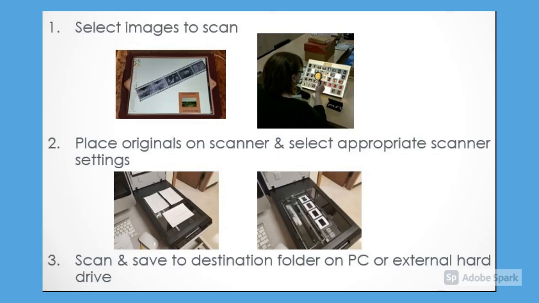When you're ready to begin your digitization project, first you will need to select the images you want to scan. Then you will place the originals on the scanner and select the appropriate scanner settings. Please note, many flatbed scanners will allow you to scan and save multiple images at a time, as shown on this slide. Line up the photos as best as you can. If the photos are cut crookedly or are mounted to scrapbook or photo album pages, just line them up as straight as possible. You can always edit the images later with photo editing software. After scanning, you will save the image files to your computer, cloud, or external hard drive.